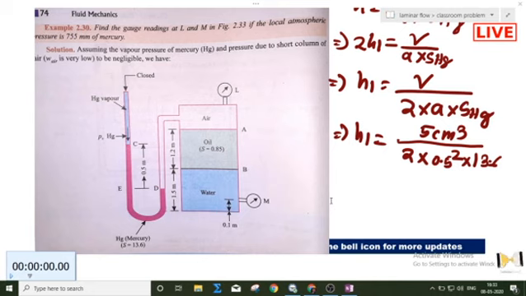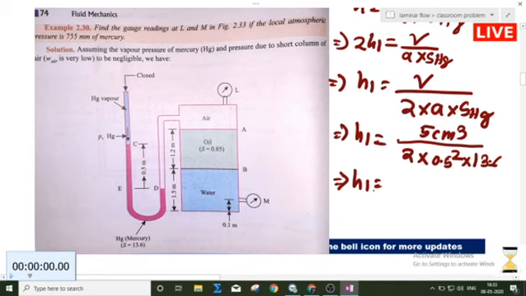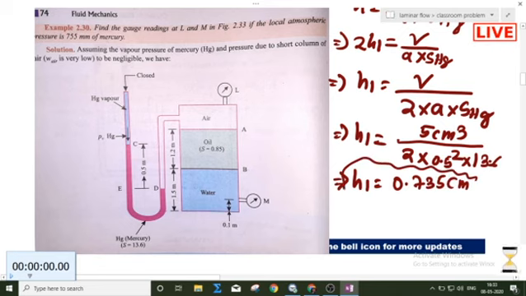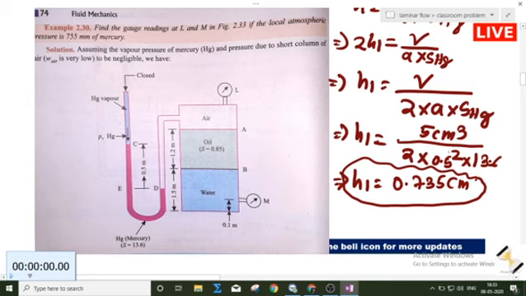So calculate H1 here. How much is H1 if you put in all these values? It is coming out to be 0.735 centimeter. Okay, from tomorrow onwards I think the internet problem will be sorted out. So H1 is 0.735 centimeter.